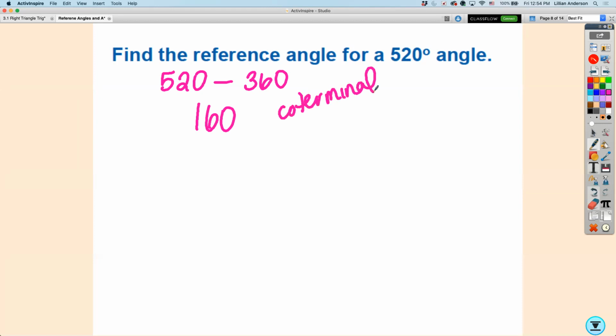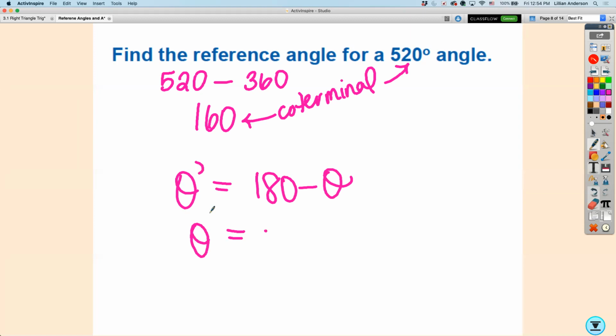to 520. Is 160 in the first, second, third, or fourth quadrant? Second. Very good. So to find my reference angle, I need to do 180 minus theta, my coterminal angle. So then what's my reference angle? And every single time reference angles are positive and they're acute. Isn't that right, Luke? All week. All right.